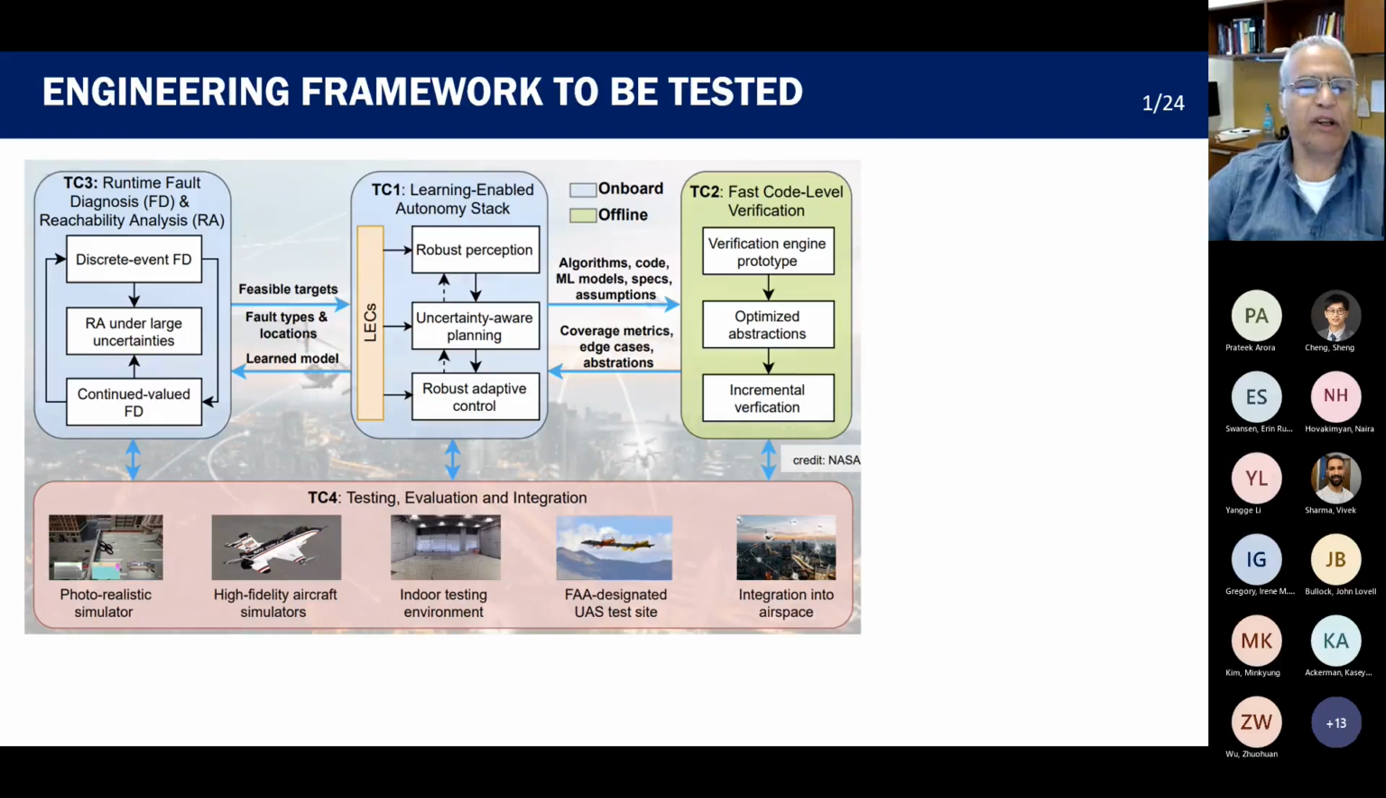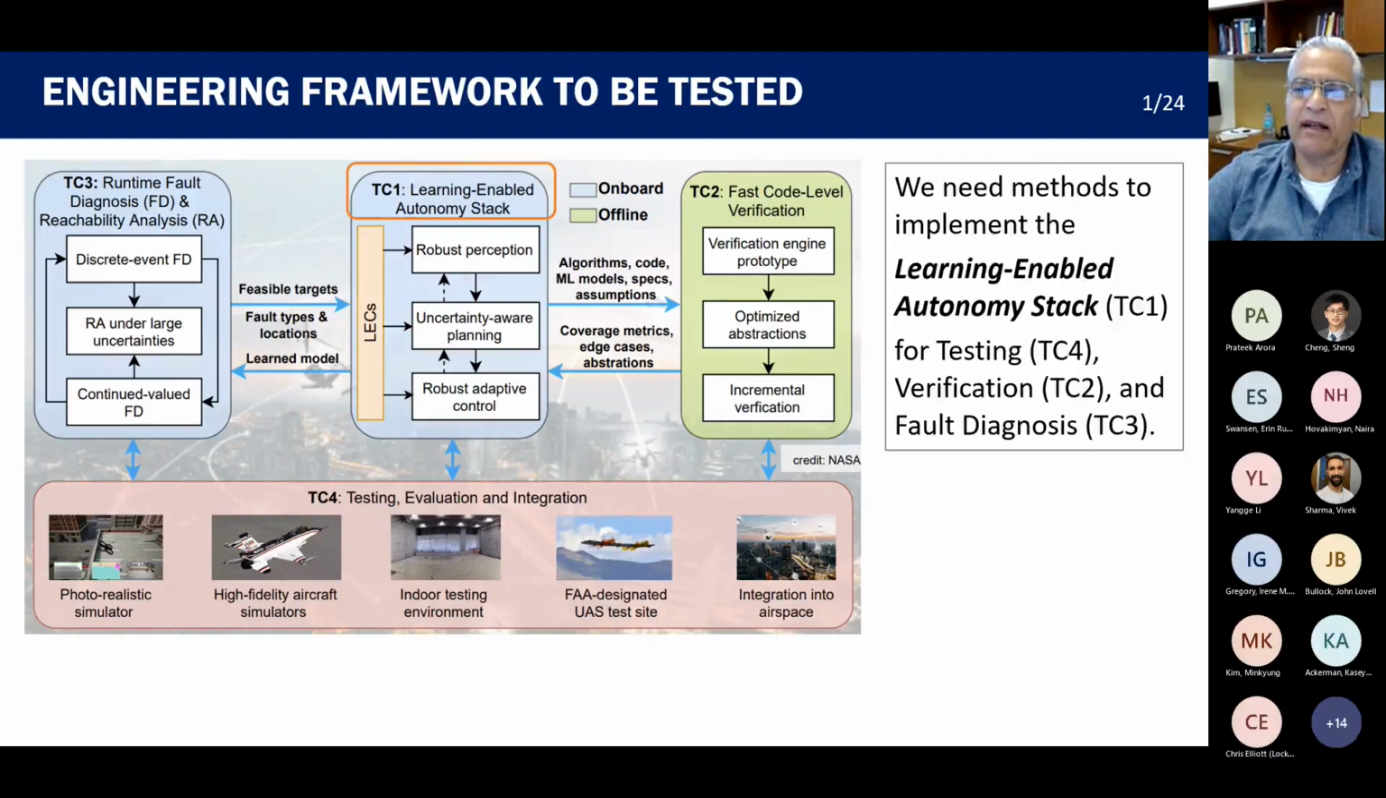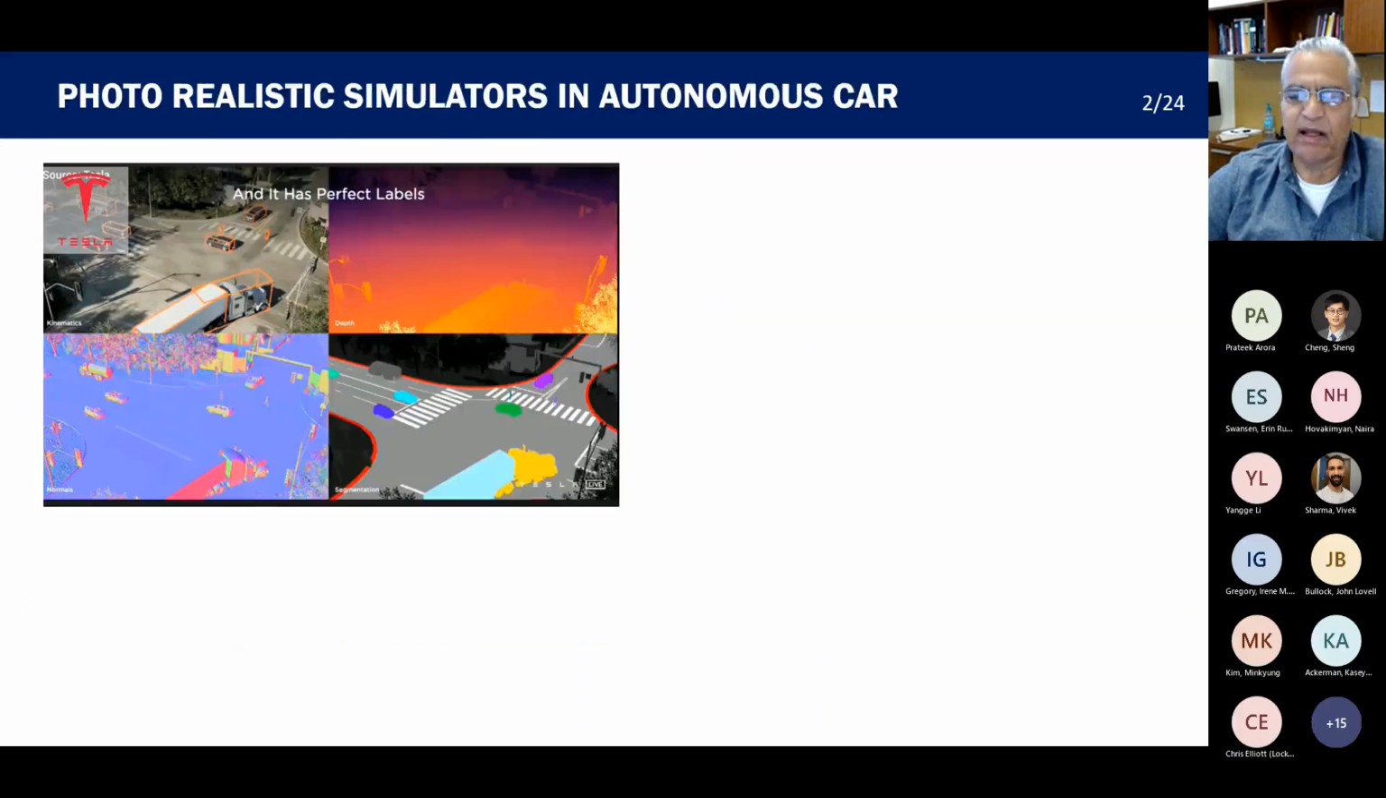Right, so this is the picture that we have from the proposal, and we are going to look at trying to implement the whole learning-enabled autonomy stack for testing and also being able to do verification and fault diagnosis, which are the technical challenges 3 and 2. So what we will be doing is getting inputs from all of these boxes and trying to implement them in our simulation environment.